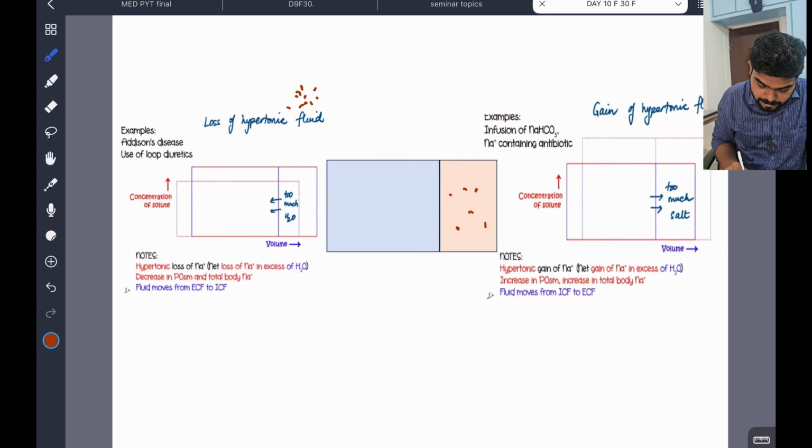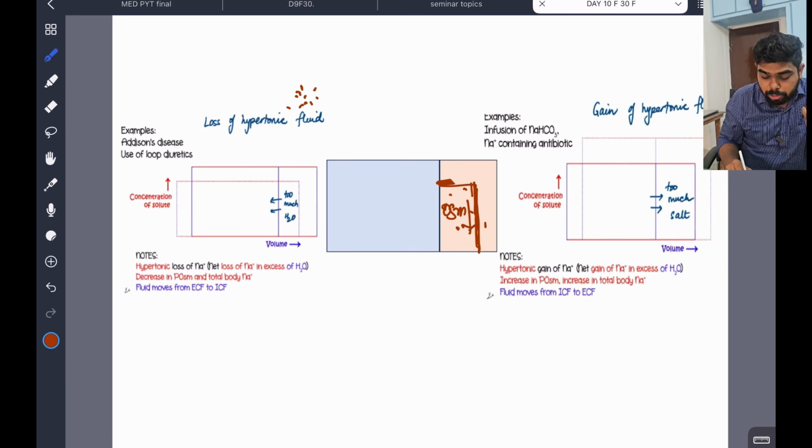So volume is reduced. Correct? Because of the loss of hypertonic fluid, more solute went. So here osmolarity falls down. Clear. So definitely what happened? So much fluid loss, osmolarity falls down. Osmolarity also comes down. So the graph will become like this.